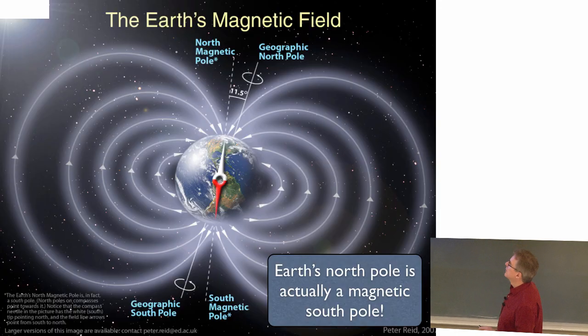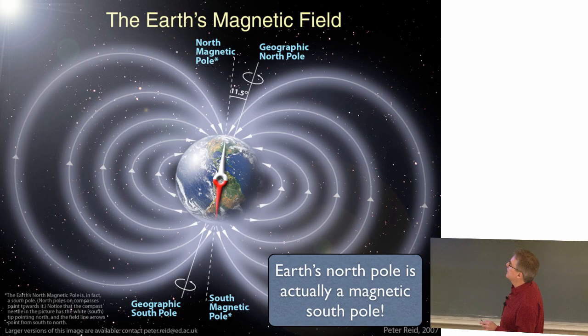So yes, the south pole of the Earth is a north magnetic pole, and the north pole of the Earth is a south magnetic pole. If you just remember that, you'll get completely confused. Don't worry.